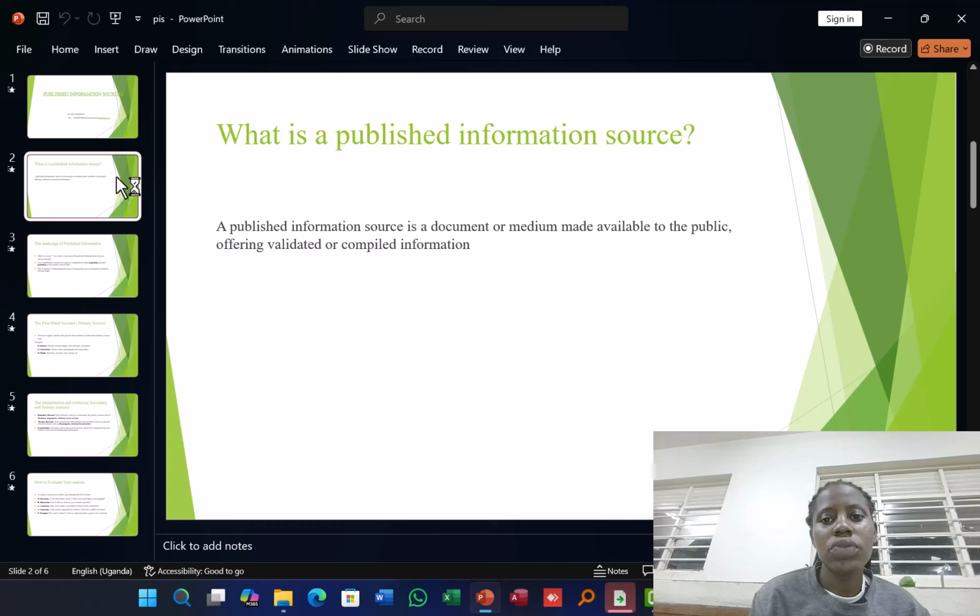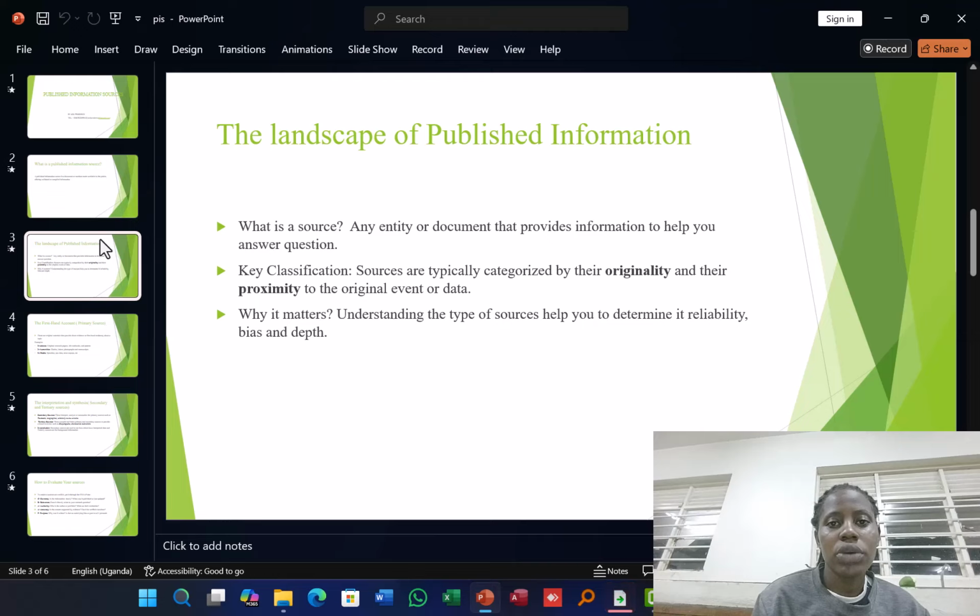What are published information sources? What are published sources of information? A published information source is a document or medium made available to the public, offering validated or compiled information.